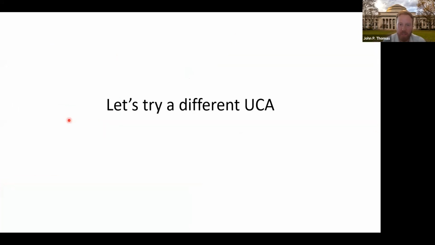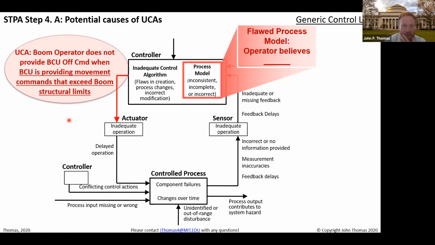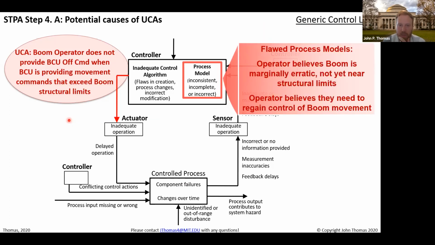You already mentioned the features. We'll skip over this. I think I'll go through these. I don't think we need to belabor the point. Operator believes boom is marginally erratic, maybe not yet near structural limits. Maybe that's why they don't provide the BCU off command. They see it moving around, but they say it's not that bad. That might be one reason.